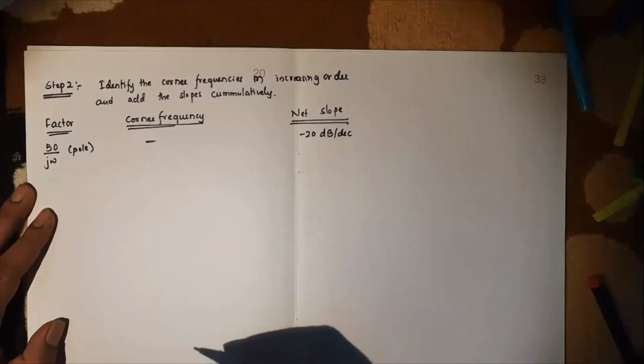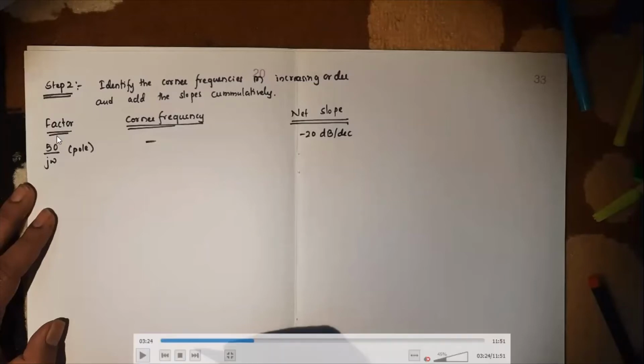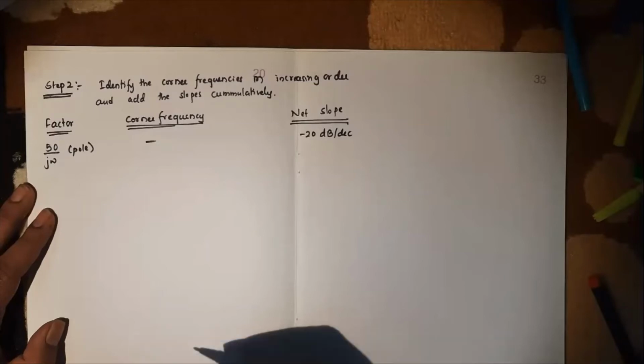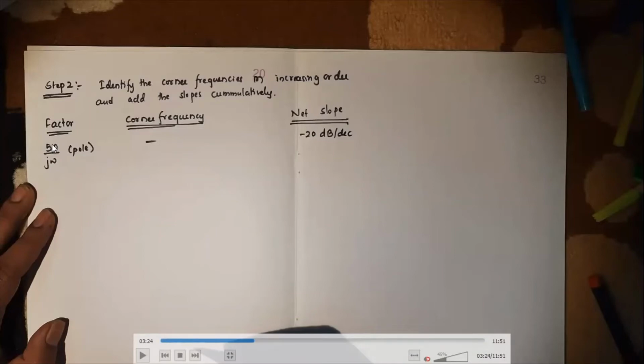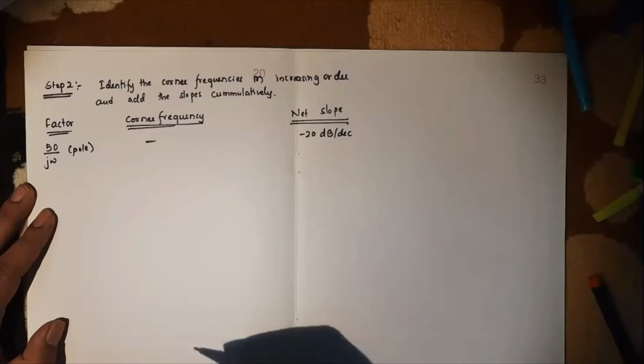In the first row of the table, you write the first factor and check whether it is a pole or a zero. Suppose it is 50s, then we call it a zero. Since it is 50 by s or 50 by j omega, we call it a pole. So a pole contributes minus 20 dB per decade. What is the next factor?